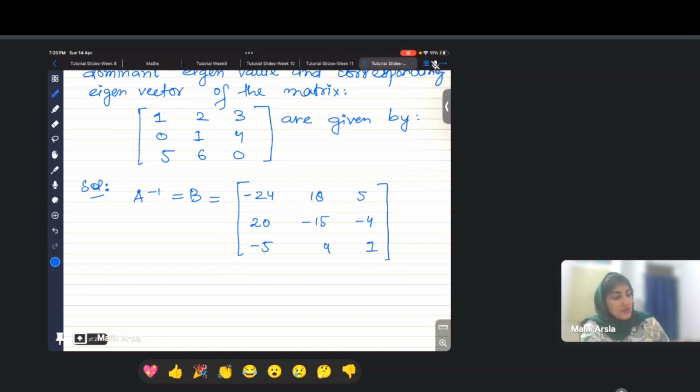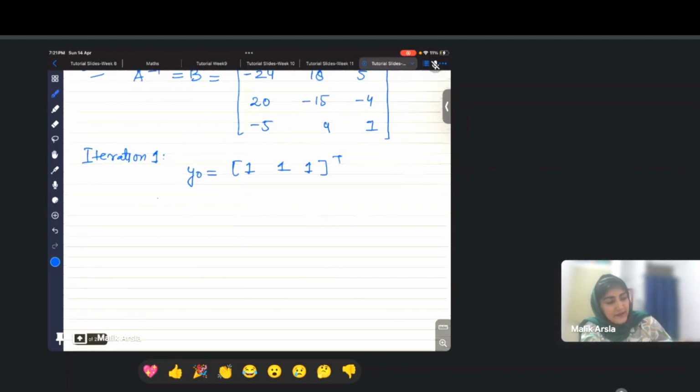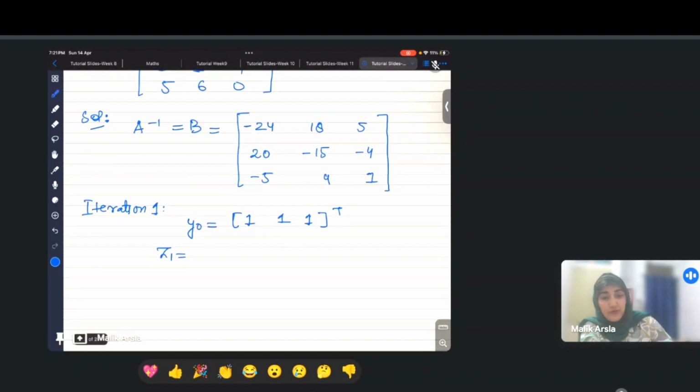Okay. Now what do we do? We move to the first iteration. Iteration 1. We take the initial guess as 1, 1, 1, this vector, right? And here Z1 is equal to B Y naught. Here we have to take the B matrix, not A, which is this A inverse. Now, when you multiply B into Y naught, it comes out to be the vector minus 1, 1 and 0.